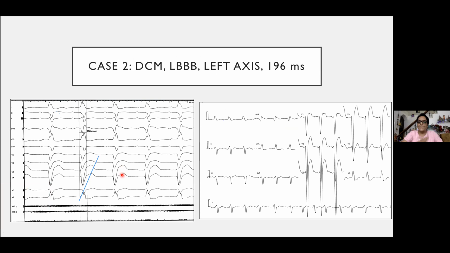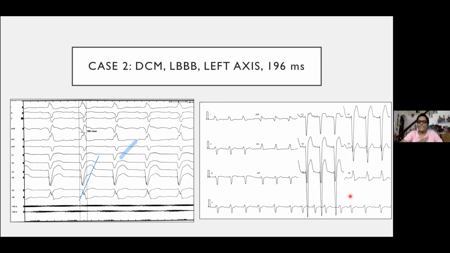So this is another case, DCM, LBBB, left axis and 196 millisecond. Now this is not a classical LBBB. This lady is very frail, around 50 kg, at most 45-50 kg, 60 years of age. On and off every month she was coming for repeated heart failure hospitalization. So we knew that we had to put a CRT in her. So we took her, and as you can see, she is in flutter, and this is her, and she is conducting.